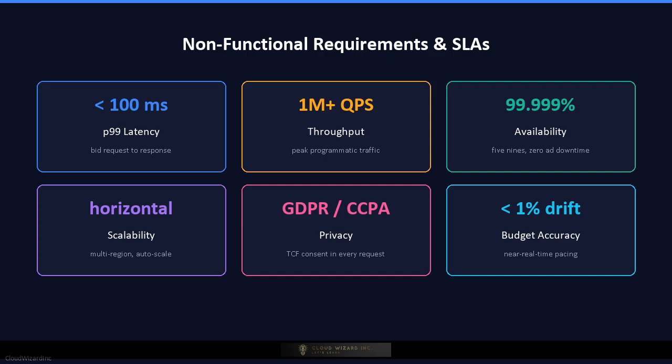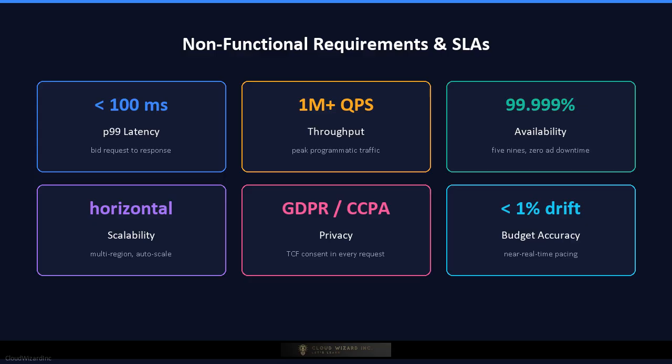Now the non-functional requirements. The single most critical SLA is bid response latency. The entire round trip from bid request to bid response must complete in under 100 milliseconds at the 99th percentile. That is P99 latency under 100 milliseconds. Throughput must support hundreds of thousands to millions of bid requests per second at peak, especially around live sports events or major retail moments. Availability must be 5 nines or better, because every second of downtime means lost revenue for both publishers and advertisers. The system must handle partial failures gracefully. If one DSP times out, the auction proceeds without it.